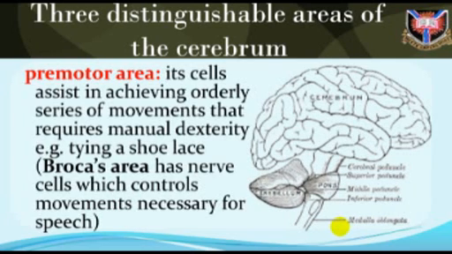2. The premotor area lies in the frontal lobe, immediately anterior to the motor area. The cells assist in achieving an orderly series of movements that requires manual dexterity, e.g., tying a shoelace. Broca's area has nerve cells which control movements necessary for speech.